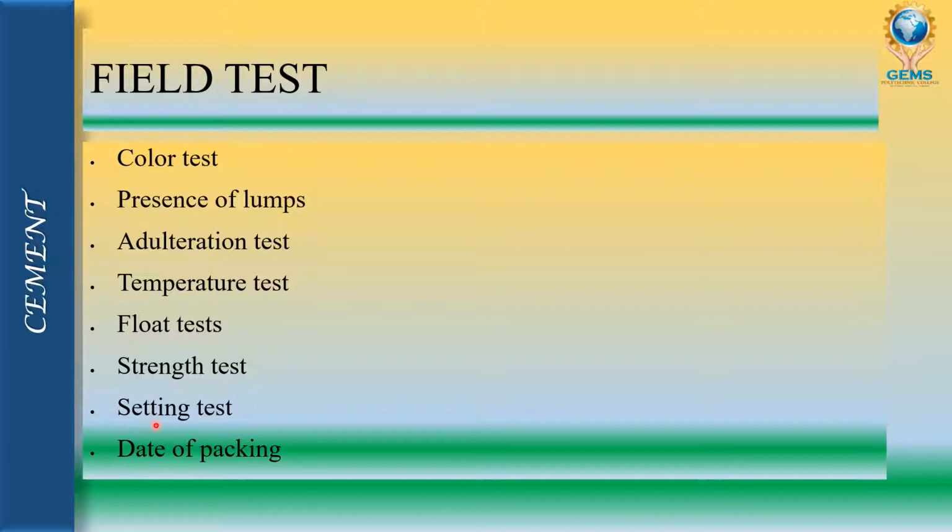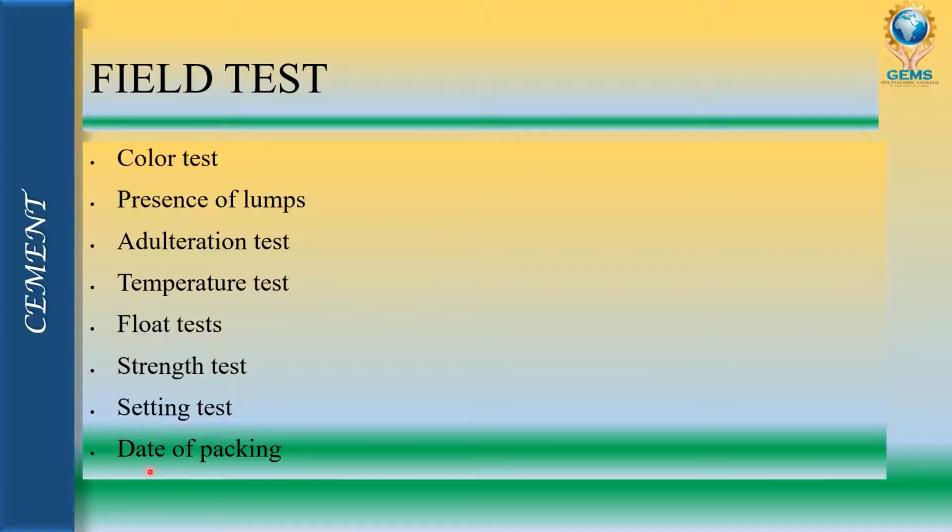Setting test. Take a glass plate and cement and water. Mix the cement and water and make a stiff paste. Place that stiff paste above glass plate. Take a sharp knife and cut that stiff paste. After cutting that stiff paste, place the glass under water. If the shape of the cement is not disturbed, that shows the quality of cement is good. And within 24 hours, if it gets strength, that cement quality is good.